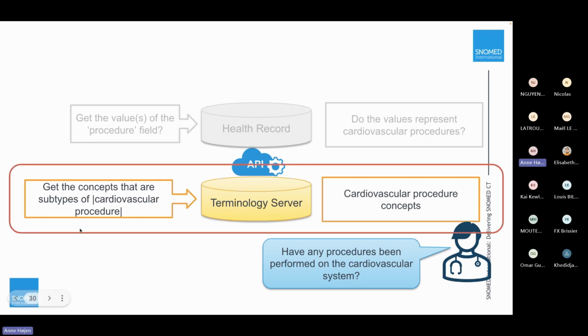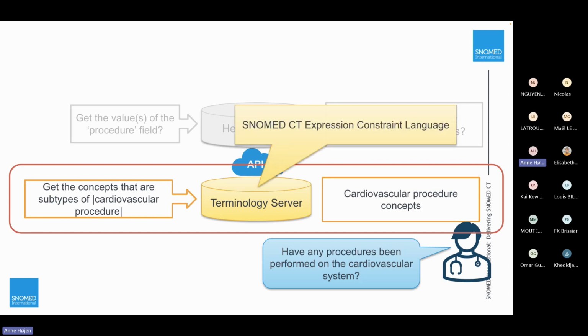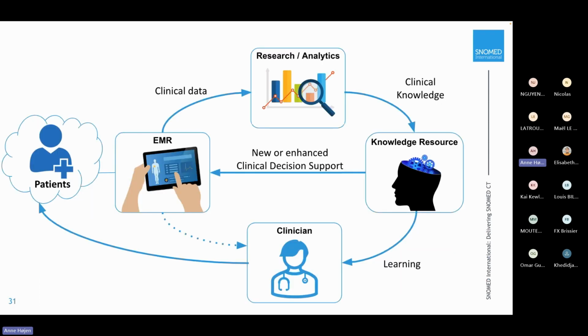So this is really where the intelligence lies. The fact that we have a terminology with the hierarchies, with the defining properties and so forth, is what allows us to do more sophisticated analytics with our data. We do that using the expression constraint language, and I'll show you that in a few moments. This is just showing you why this is super important.